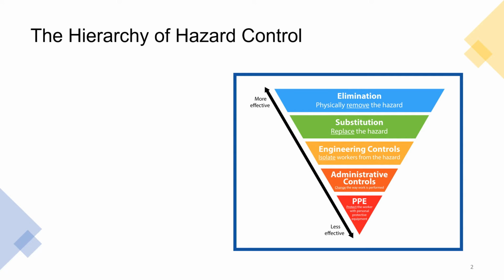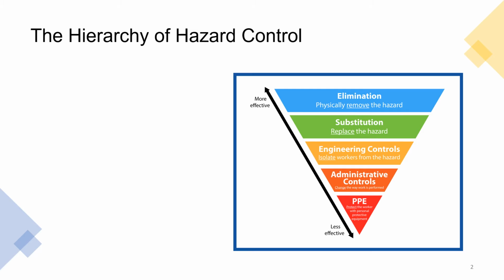The next effective way is we're going to find some form of substitution for it. So we're going to replace the hazard. And maybe in this case, we could look at a toxic chemical. We found one that's less toxic and does the same thing. Possibly it's inert and does the same thing. So we've substituted the hazard out there.